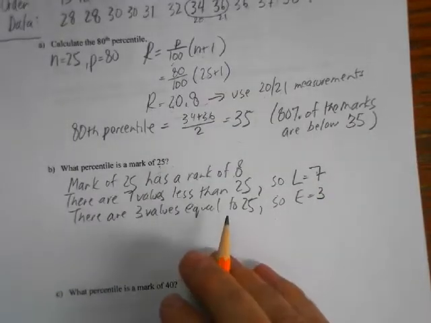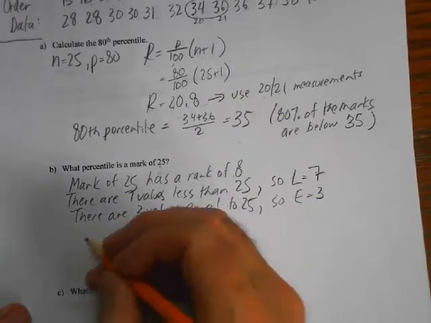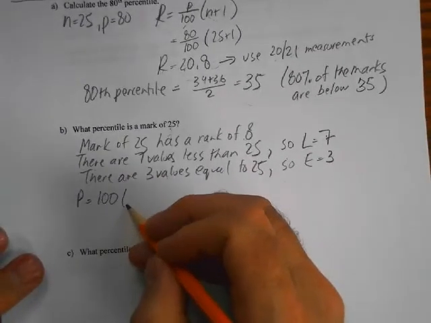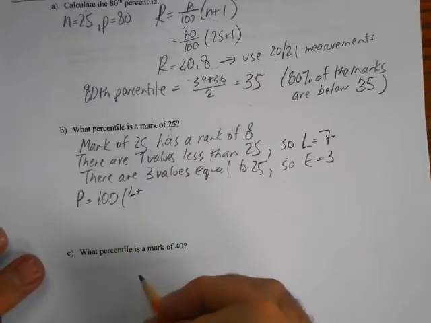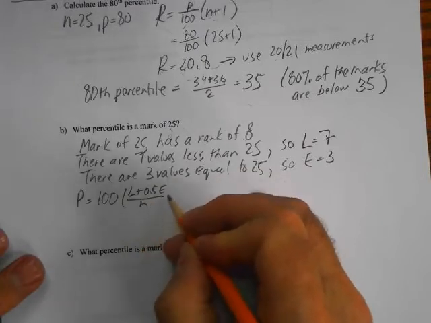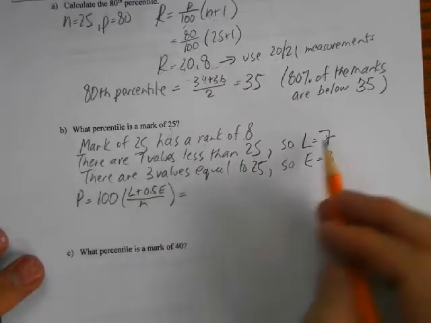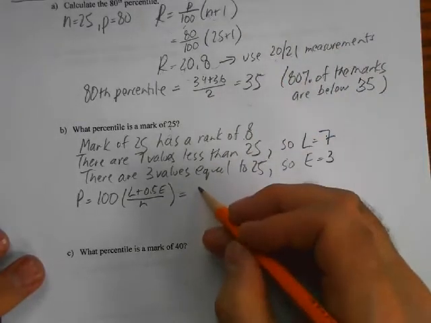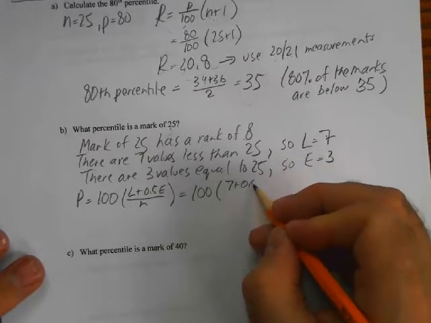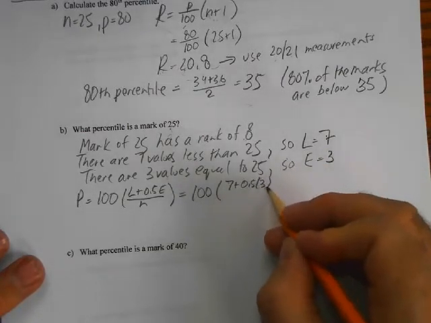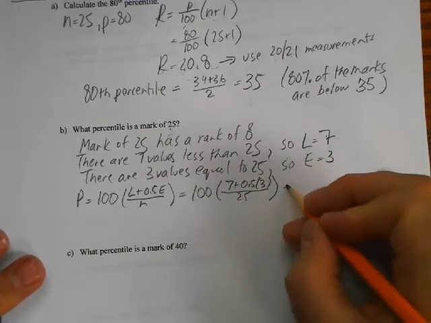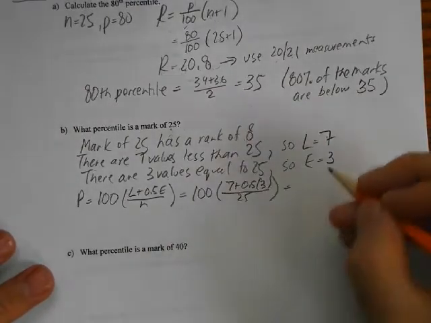So if I was to rewrite that formula, P is equal to 100 times (L plus 0.5 E) over N. So we've got everything we need. We got our N from before. So that's 100 times (L is 7 plus 0.5 times E, which is 3) all over 25. So if we do that math, we get our answer of 34.